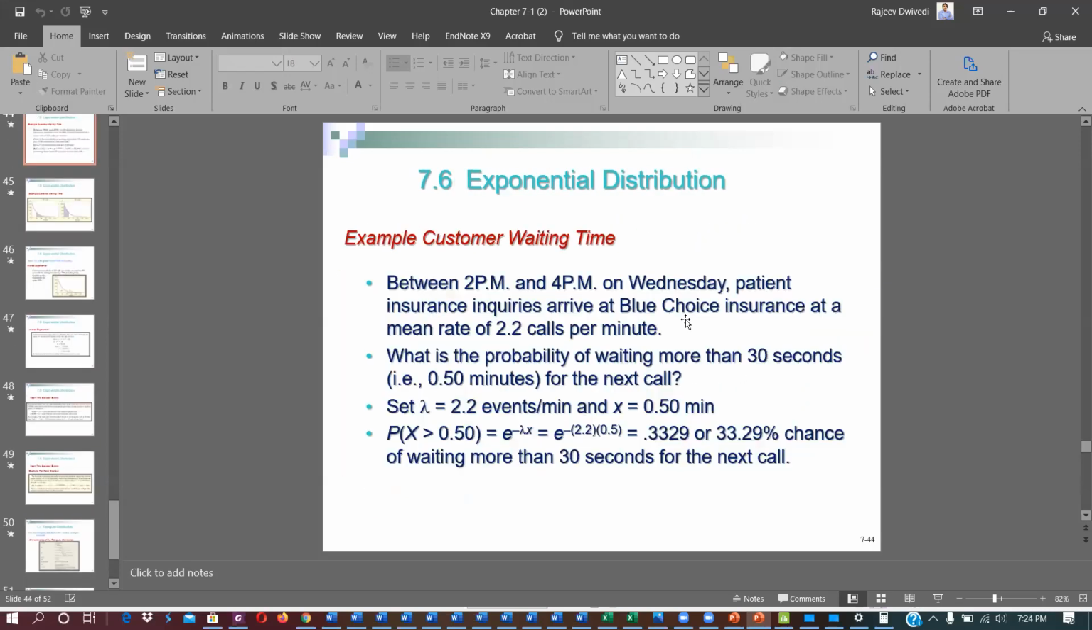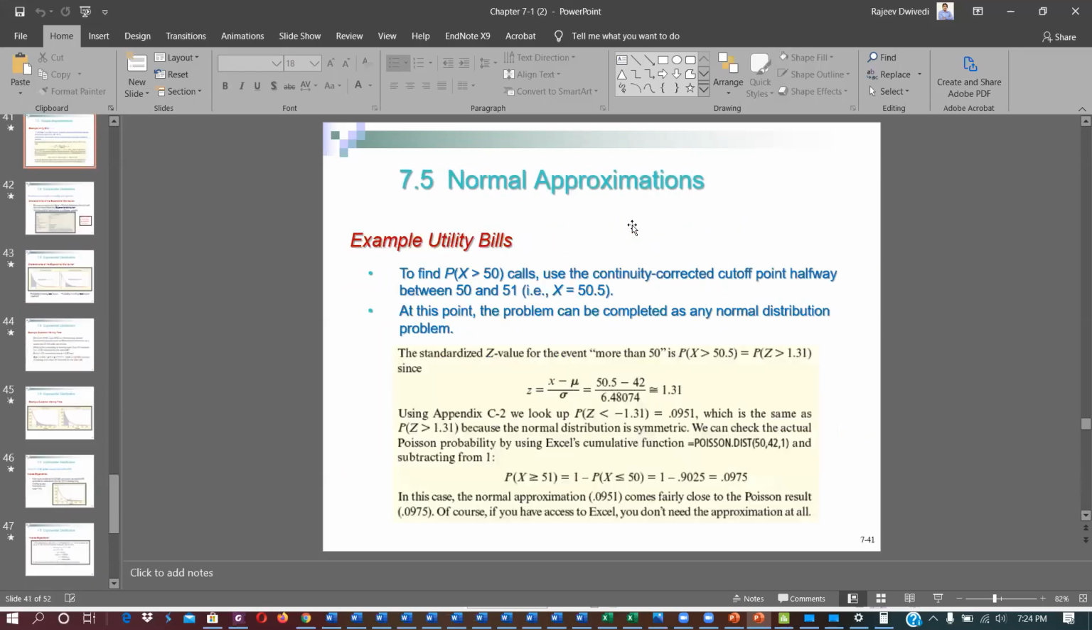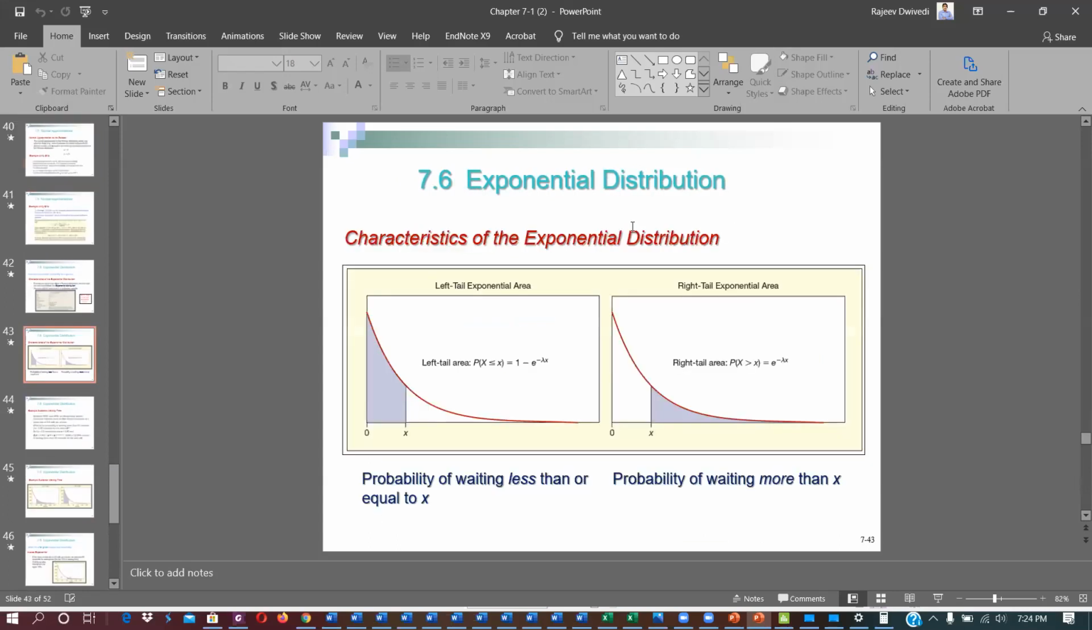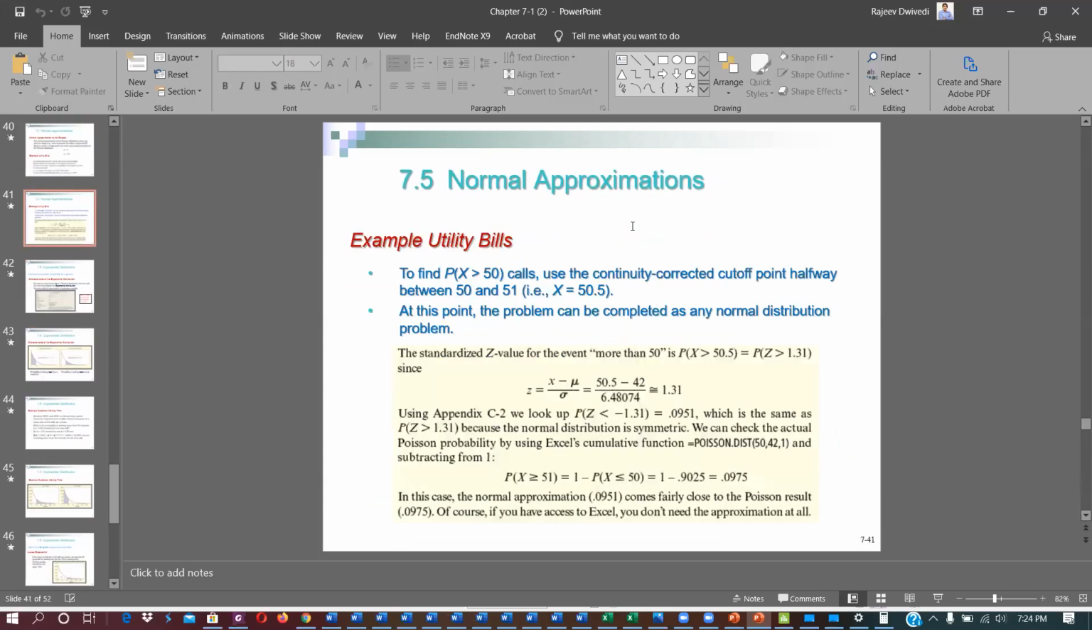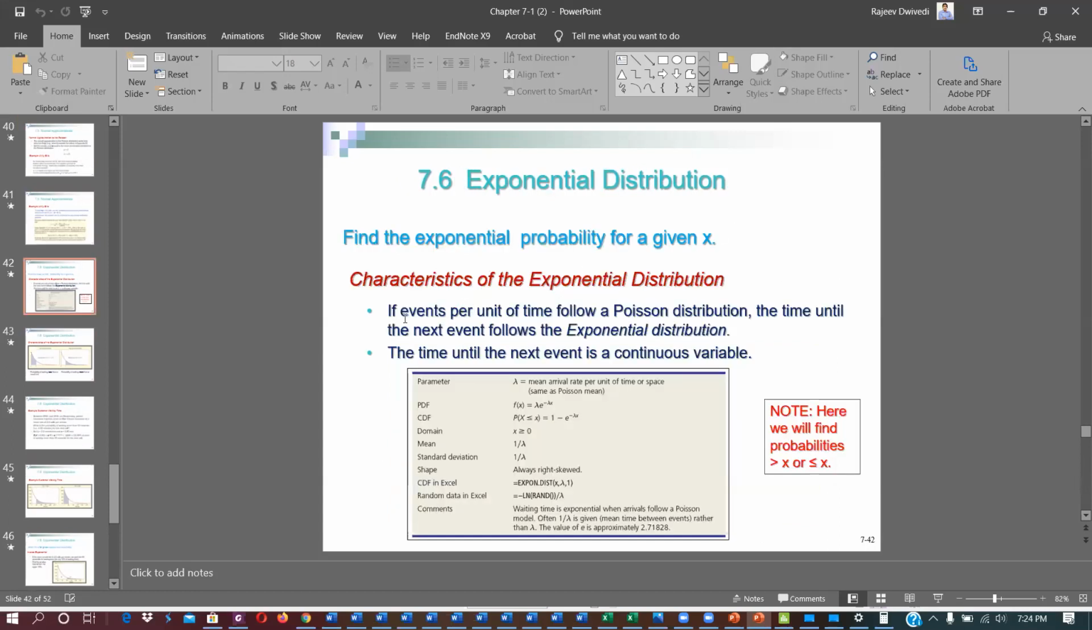What is the significance of exponential distribution? I'm just going to explain briefly. If the number of events per unit of time follows Poisson distribution, the time until the next event follows the exponential distribution. So it is Poisson distribution, but when the next event will occur, it is exponential distribution.